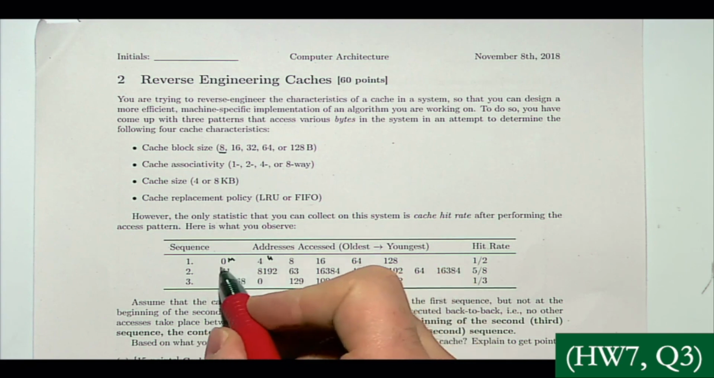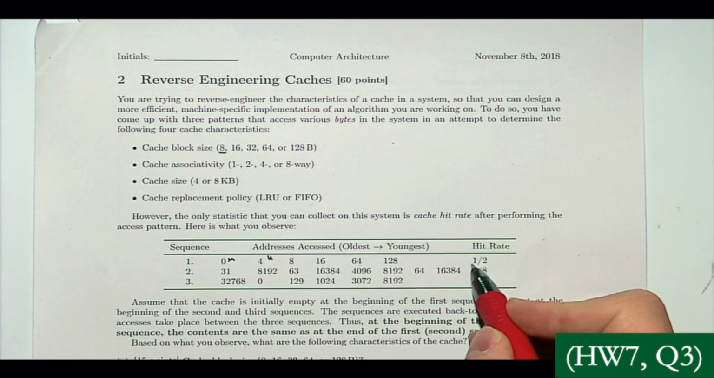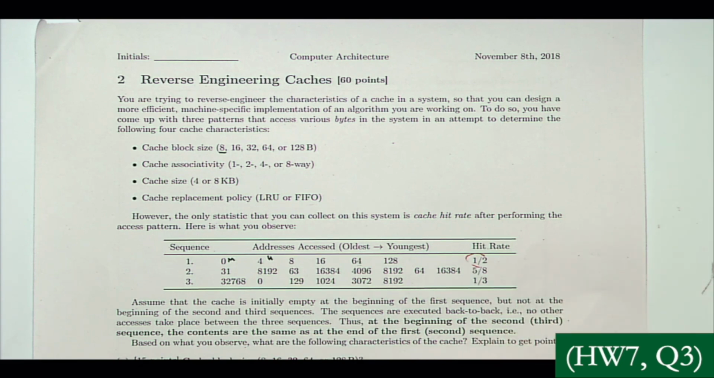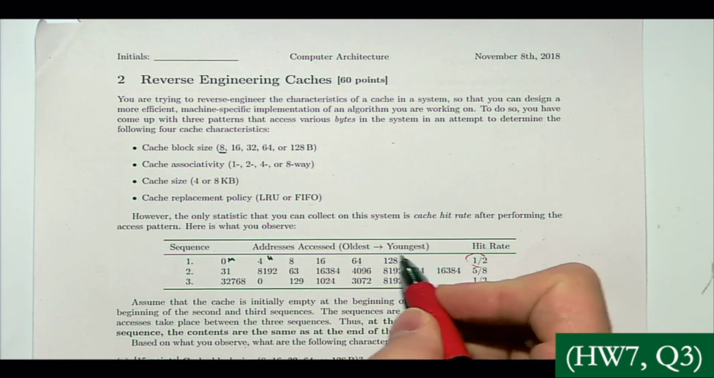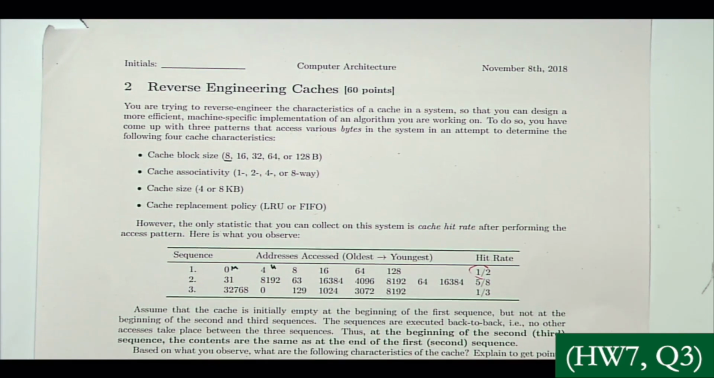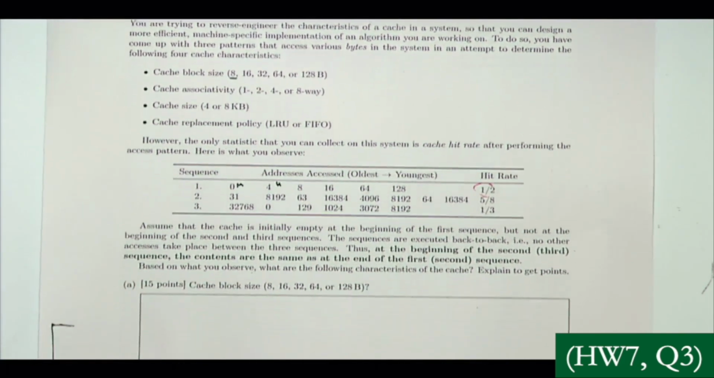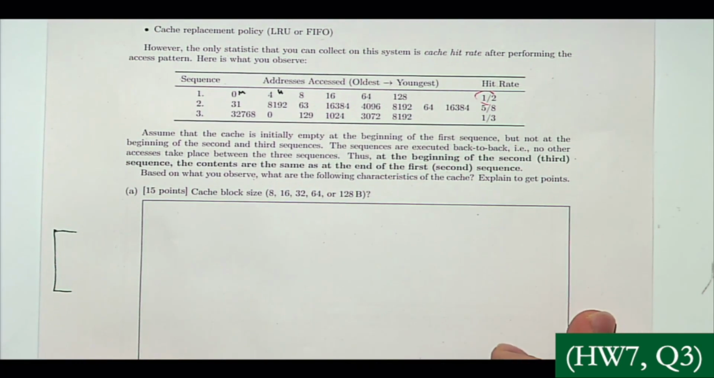So these are the addresses accessed from oldest to youngest, and then we are given the hit rates as well. And also, these are the sequences of these accesses. But the important thing is that there are no other address accesses between each sequence. Basically, these are back-to-back. So these are the things that we need to know.